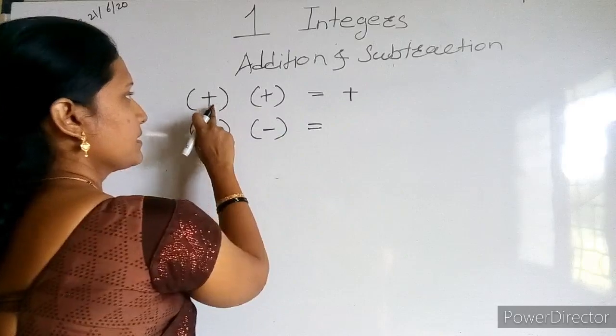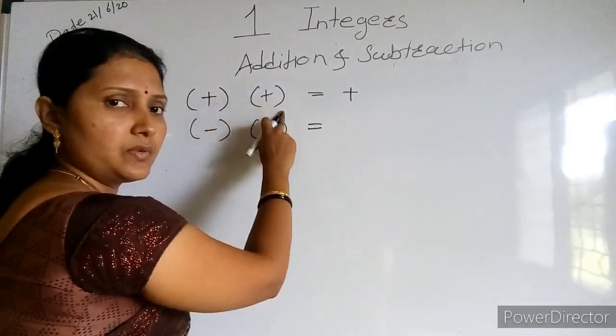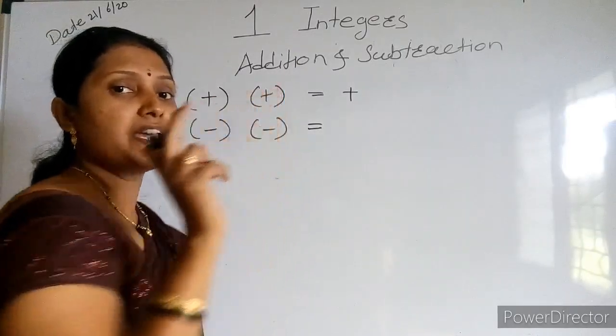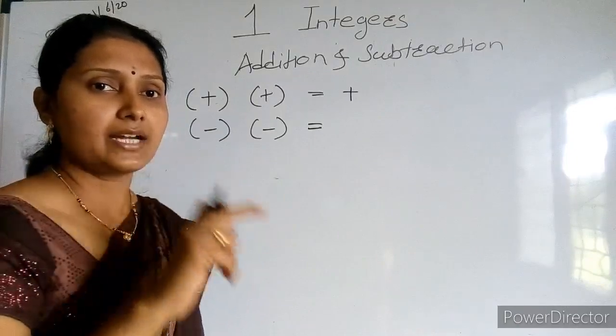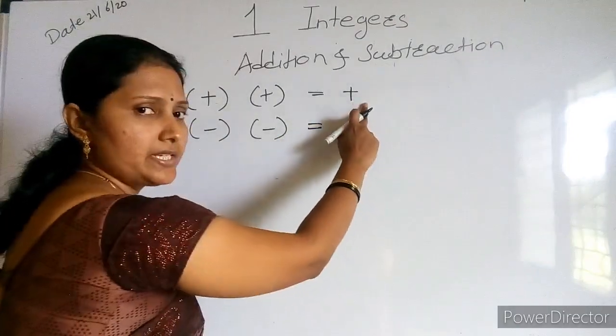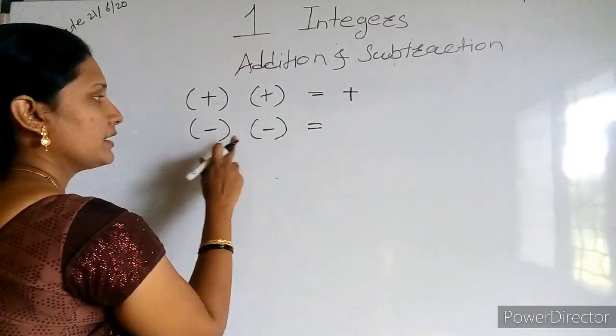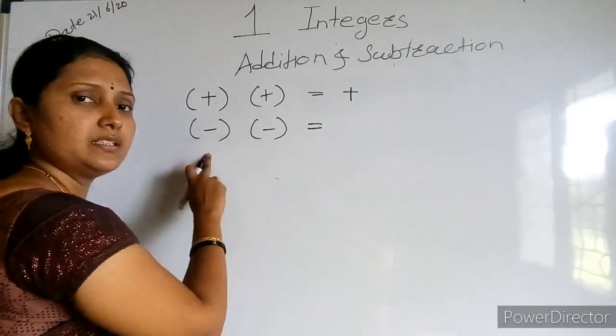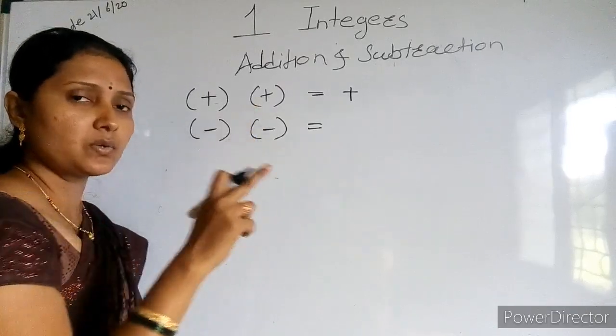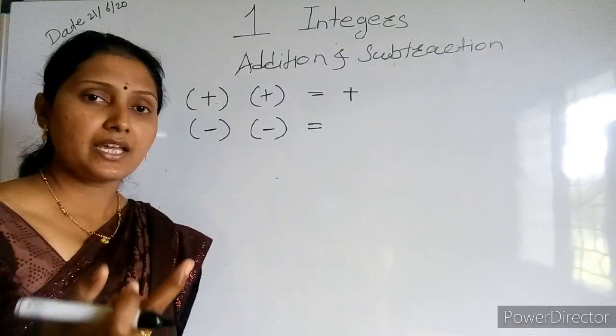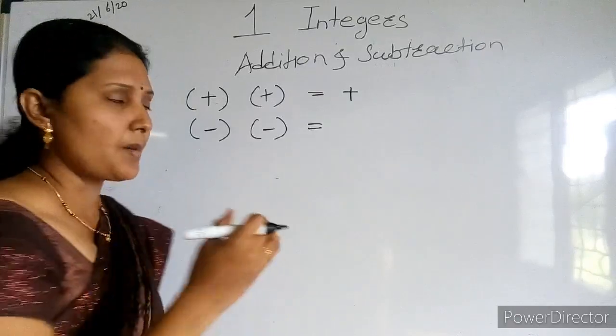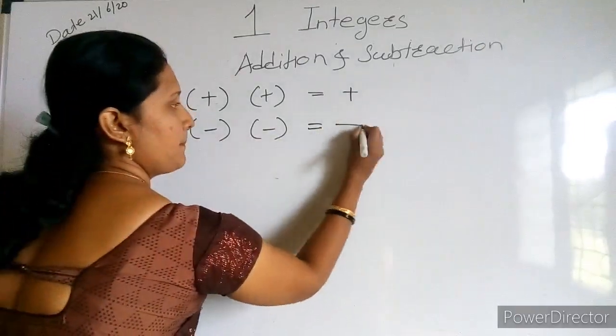So if both integers are plus, then we do addition, and if both signs are negative, meaning both are negative integers, in that case also we do the addition and give the common sign, which here is minus.